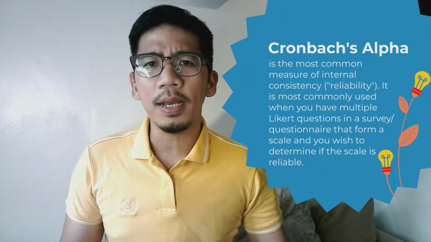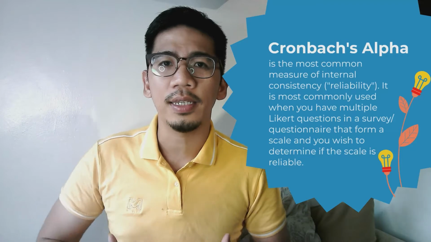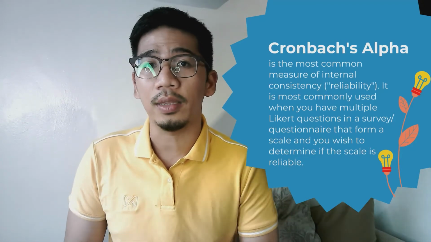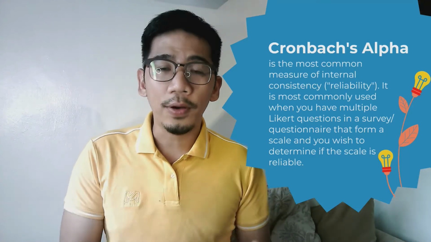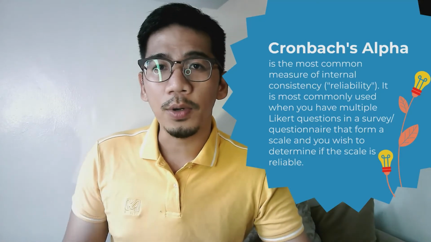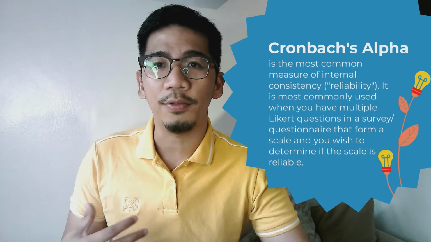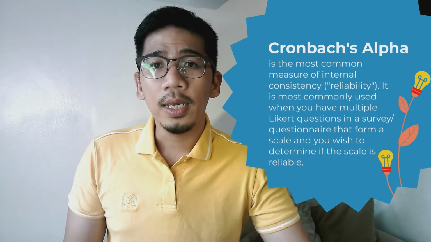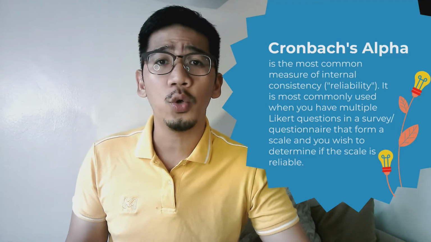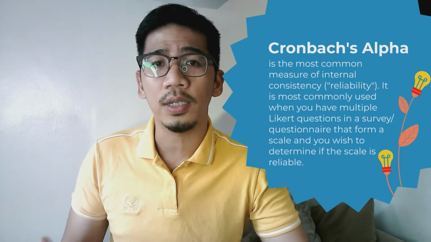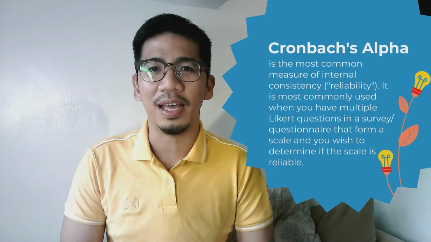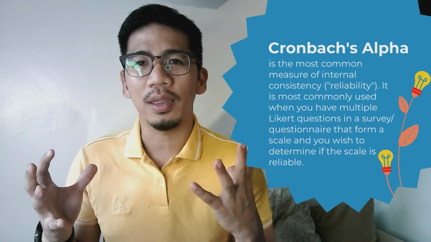So, Cronbach's Alpha is a convenient test used to estimate the reliability, otherwise known as internal consistency, of a composite score. It's more commonly used when you have multiple Likert questions in a survey or questionnaire that form a scale and you wish to determine if the scale is reliable. Now, you may ask, what on earth does that mean? Well, let's start with reliability.